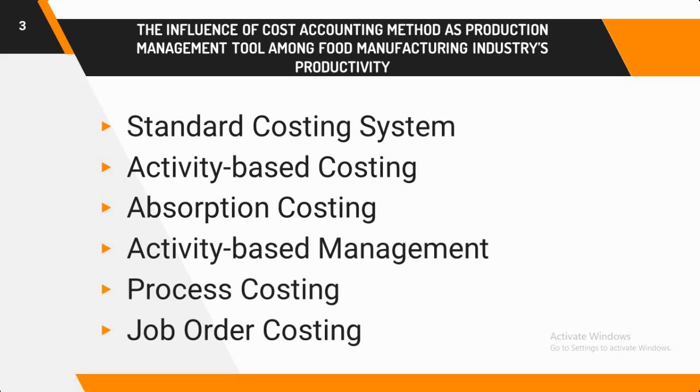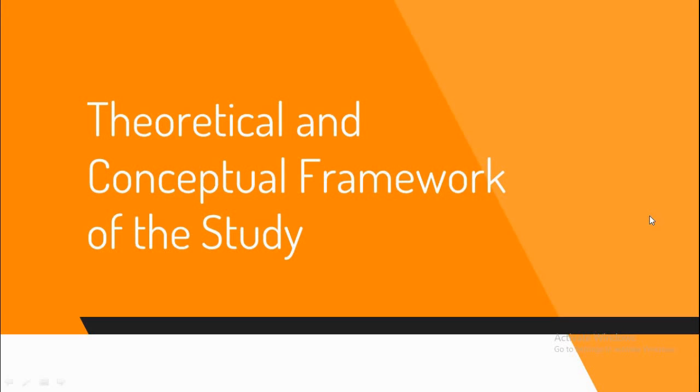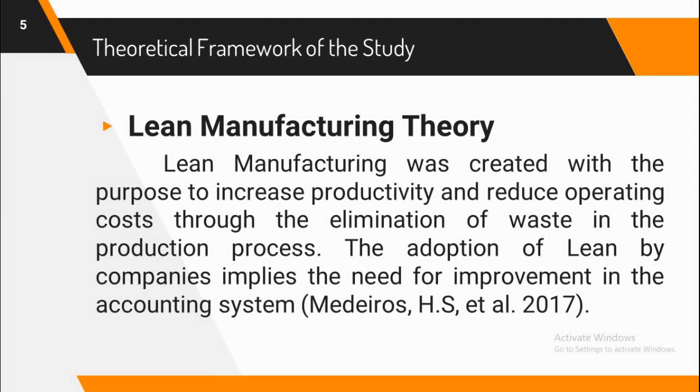Now, let us proceed to the theoretical and conceptual framework of the study. This paper assumes that cost accounting methods used in food manufacturing industry will influence the productivity and profitability of food manufacturing business. This study concurs with the lean manufacturing theory and is supported by the previous study of Medeiros H.S. et al. 2017. Accordingly, lean manufacturing was created with the purpose to increase productivity and reduce operating costs through the elimination of waste in the production process.